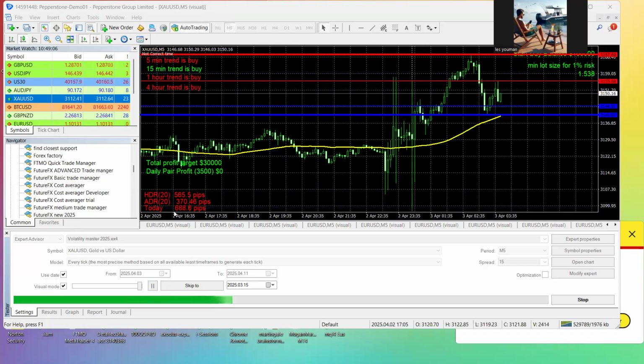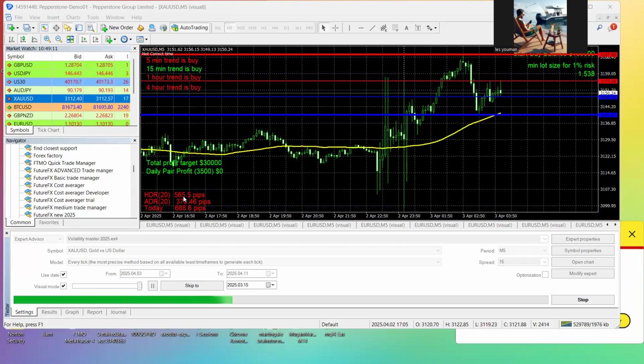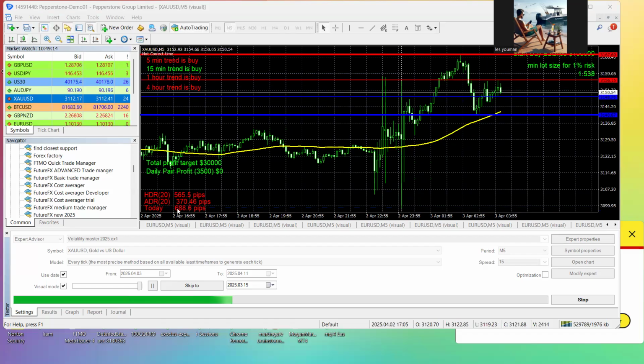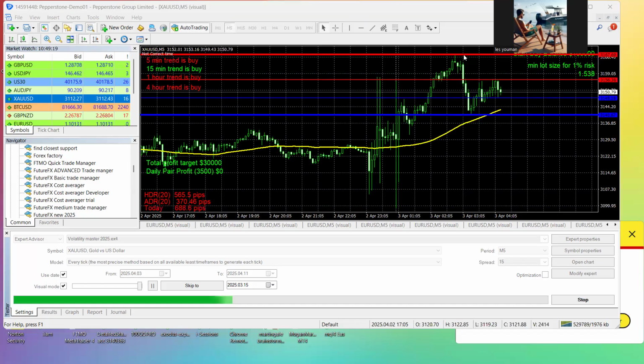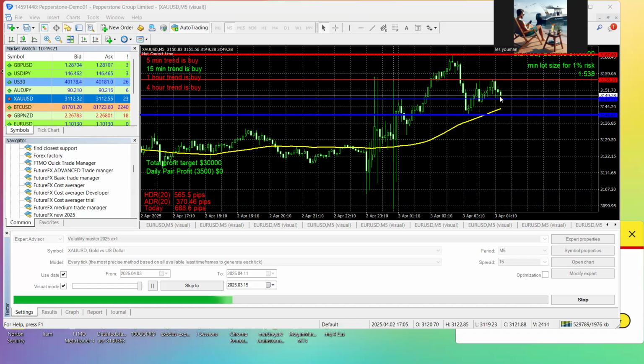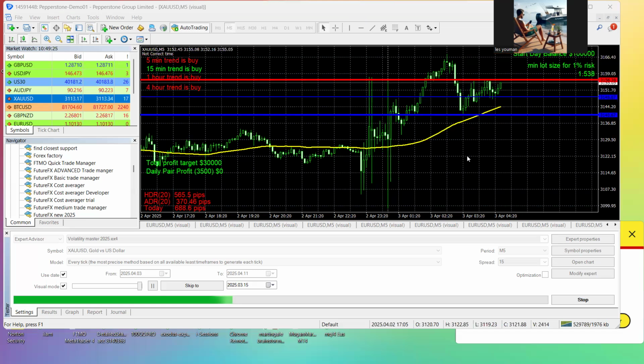Yeah, so we've already got the highest daily range from the last 20 days was 565. Already today, and we're still in the Asian session on the 3rd of April, we're up to 688. So already significantly more movement. And normally the Asian session will have the least amount of movement.